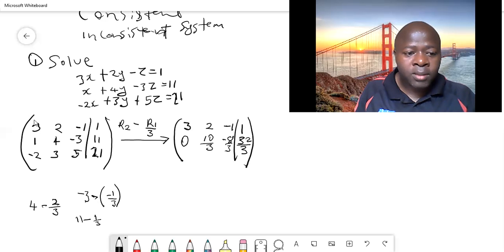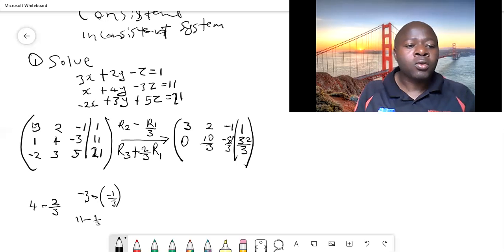To get a 2 in this position, I only need to multiply this element by 2 over 3. So in other words, we are doing it for the entire row, and so what we are doing is we are taking 2 over 3 of row 1 and we are adding it to row 3. So 2 over 3 times that will be 2, plus this will be 0.